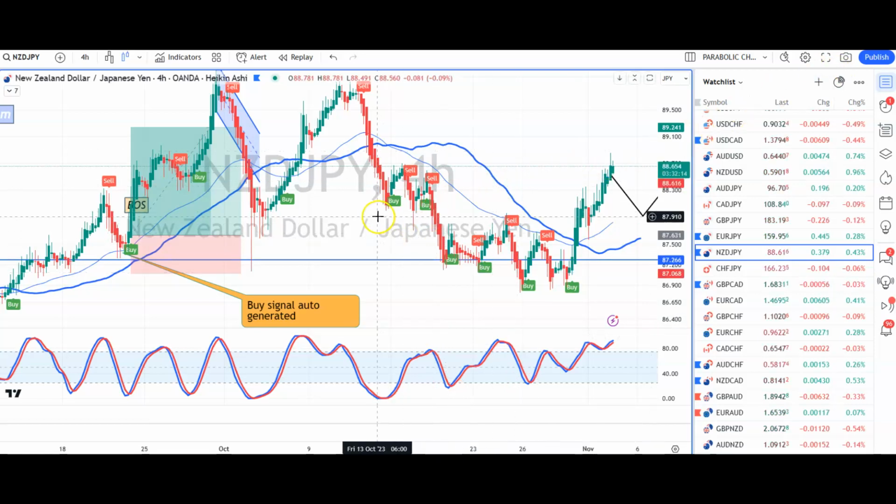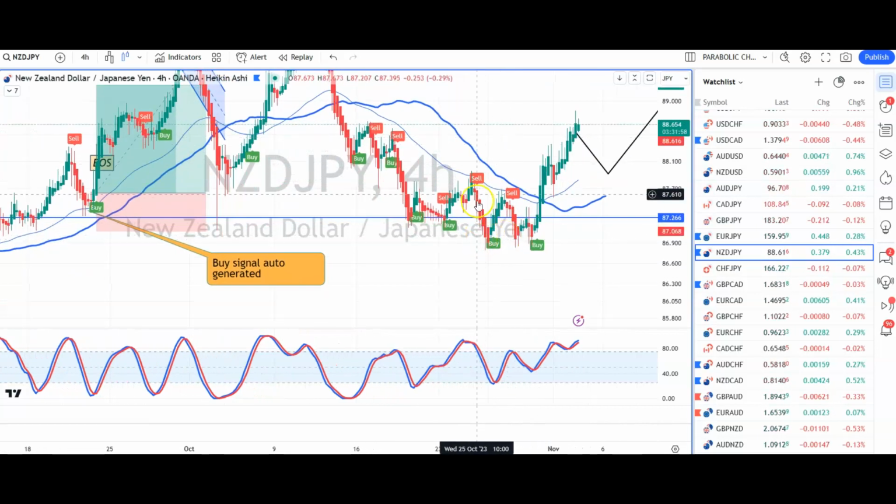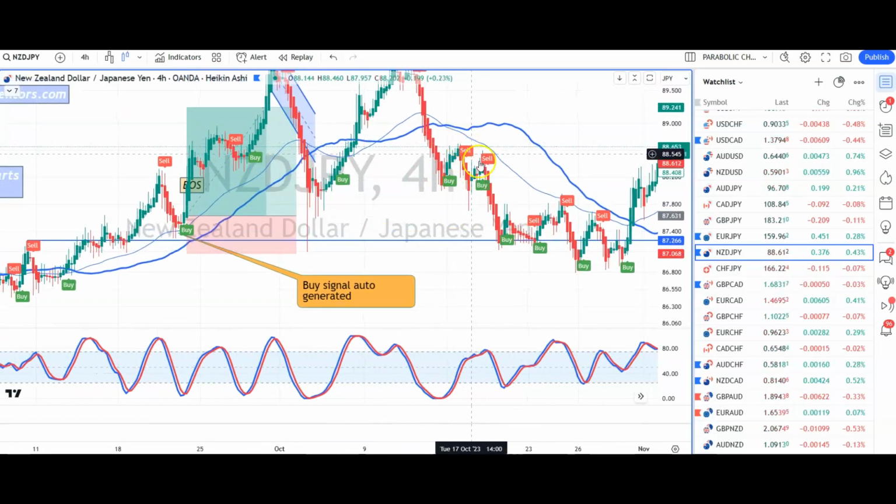Now this did not retest the 50 EMA, but was a valid sell. If you prefer to wait for the 50 to be retested, then that would have been a valid sell, wouldn't it? So that would have got you 87, 73, so it's almost 100 pips there. But obviously that big one there is a lot more.